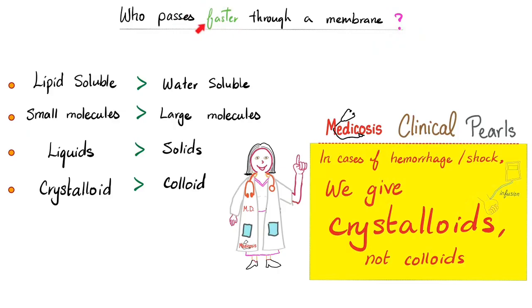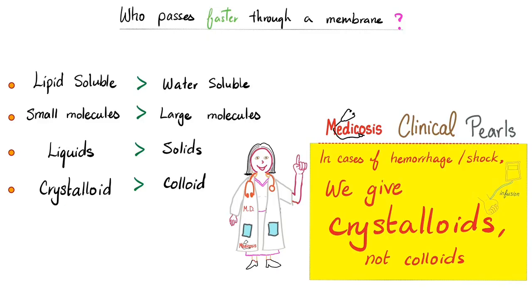Which medications will pass faster through a membrane, or which medications will be absorbed faster? Lipid soluble will be faster than water soluble for obvious reason, because the membrane is lipid bilayer, okay? Small molecules faster than large ones, makes sense? Liquids faster than solids, and crystalloids faster than colloids.